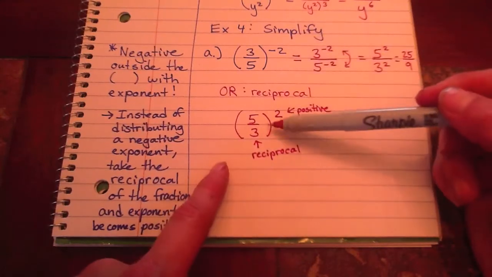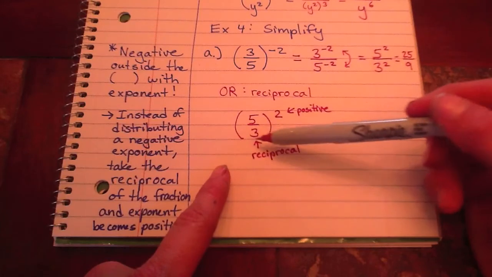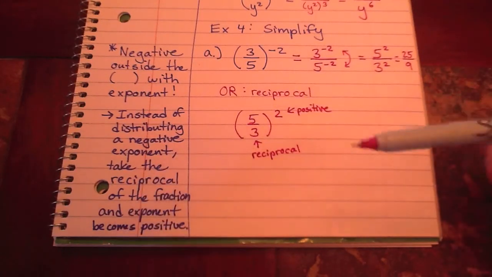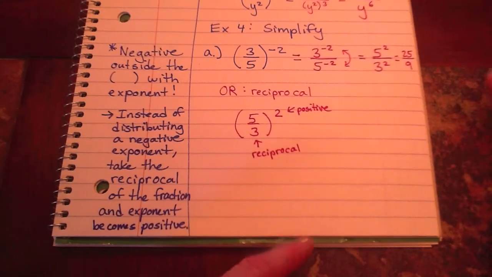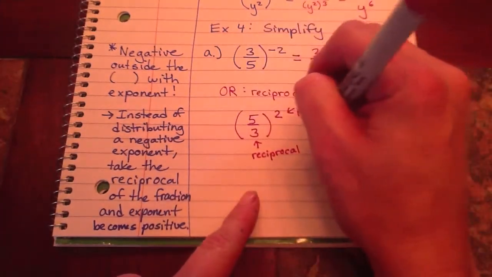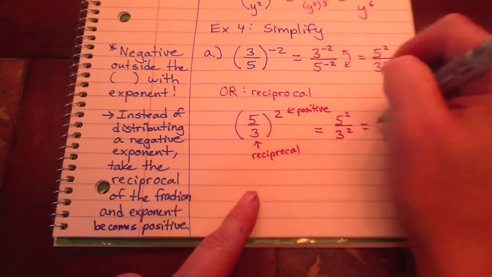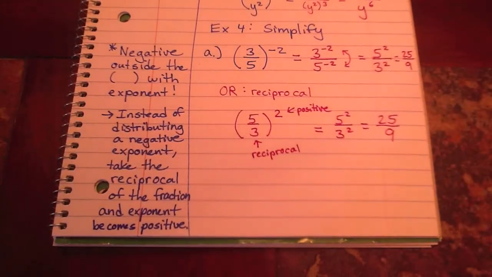And what you have to make sure of is as these get bigger, when your numerator and your denominator have more products in them, you have to take everything from the top, everything from the bottom, and swap them. Otherwise it gets too confusing. Now I would distribute my squared, and I would have 5 squared over 3 squared, which ends up being 25 over 9. Let's try a few of those.